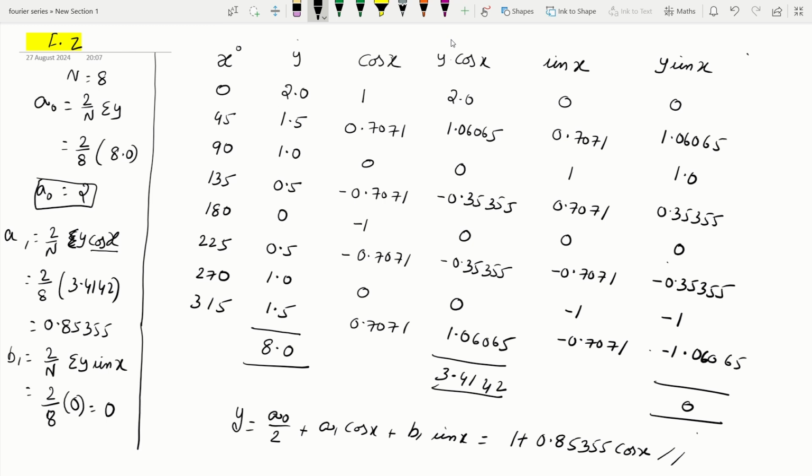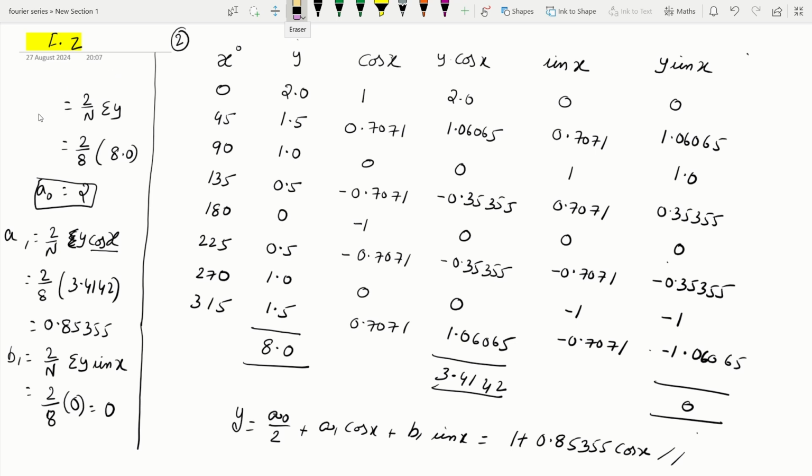Given the following table, obtain the Fourier series up to the second harmonic for the following values. Second problem I am giving now. This is the second problem. First problem is completed, I am going to clear that. Second problem I am dictating now.